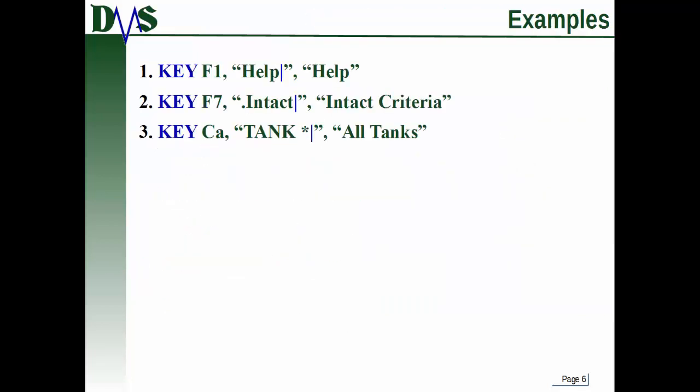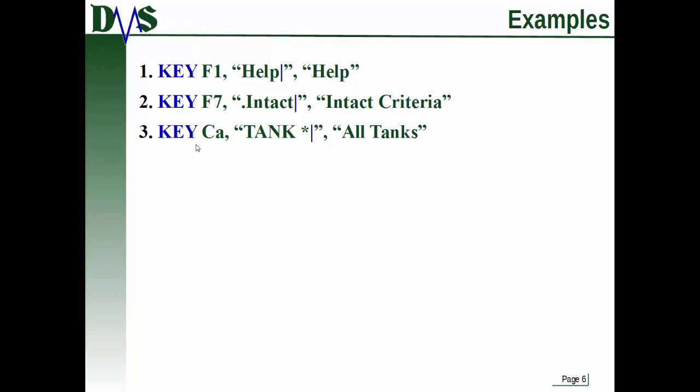And here are a few examples of how you can create hotkeys, just to give you the idea. So for example, key F1, so it's associated with the F1 key. Help, that's just a simple GHS command. And notice how I've put that vertical bar in. And then help is going to be the label that shows up. Or my F7 key here is going to be .intact bar. I've got that bar, and then intact criteria is my label.